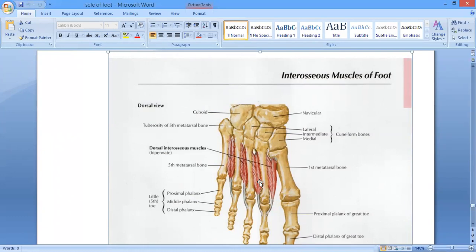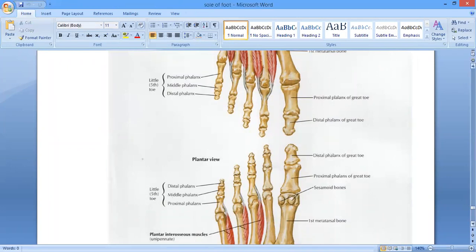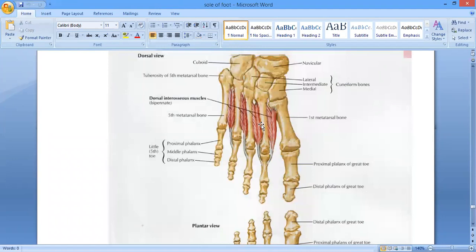We have got the formula DAB, D-A-B, and PAD, P-A-D, right? DAB means dorsal interossei because of the abduction, and PAD means the plantar interossei causing the adduction, right? Clear? Well, for the dorsal interossei muscles, I told you in the action that they are responsible for the abduction of the toes with the central axis of the second toe, right? And number two, as they are attached with the extensor expansion, they are helping in the flexion of the metatarsophalangeal joint and the extension of the interphalangeal joints.